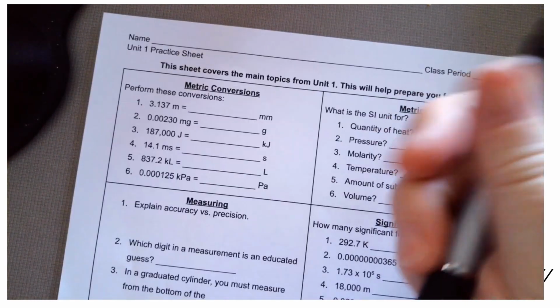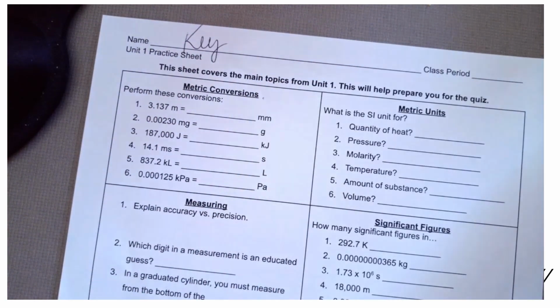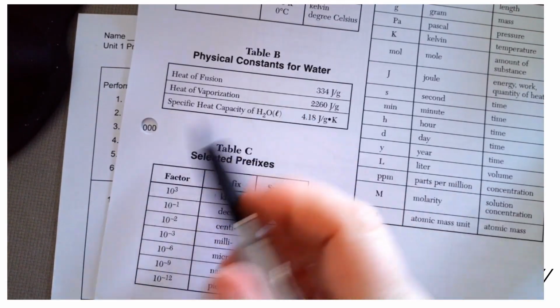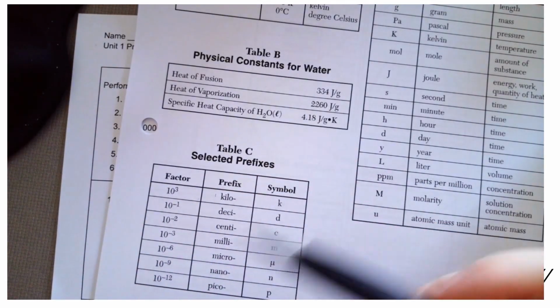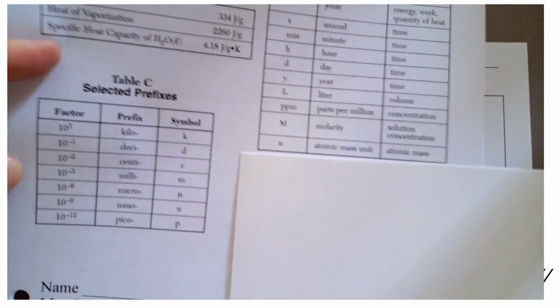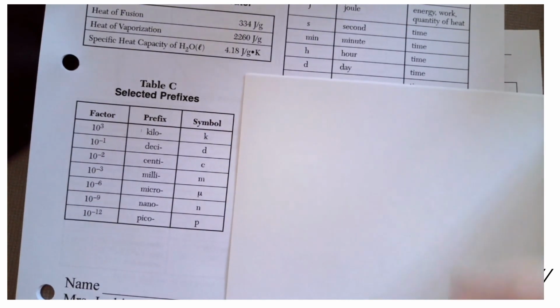All right, here we go. We are going to work on this practice sheet step-by-step. We're gonna start with metric conversions. To do metric conversions, what you should be looking at is table C here on your reference table. I'm going to remind you how to make the staircase. So I'm going to use table C right here, and I'm going to build my staircase, okay?